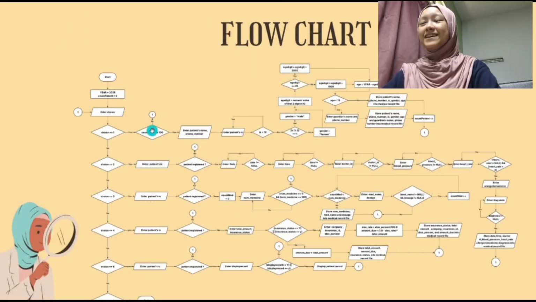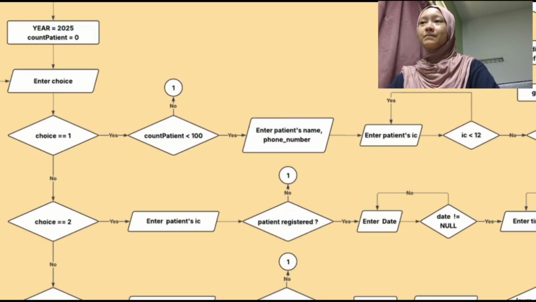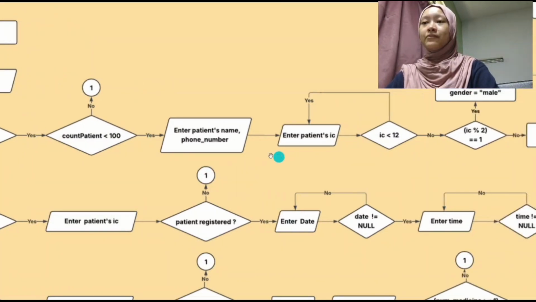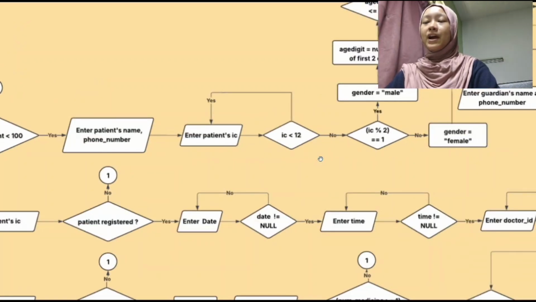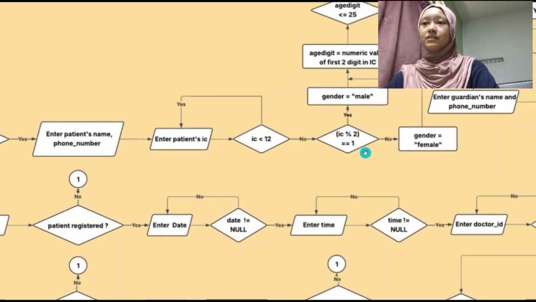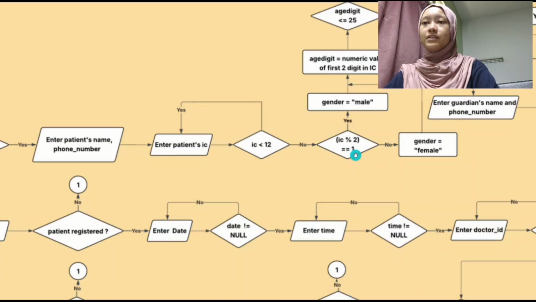For the flowchart, the admin needs to enter a choice between 1 and 6. To register the patient, they need to enter choice 1, and then the patient count must be less than 100. Then proceed to enter the patient's name and phone number, and then enter the patient's IC. The IC must be 12 digits, so that it will detect the gender using the IC number. If the IC number is odd, the gender is male. If the IC number is even, the gender is female.